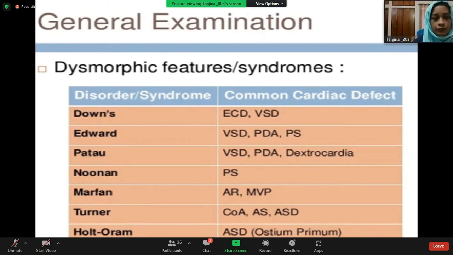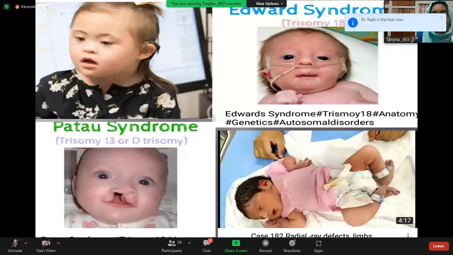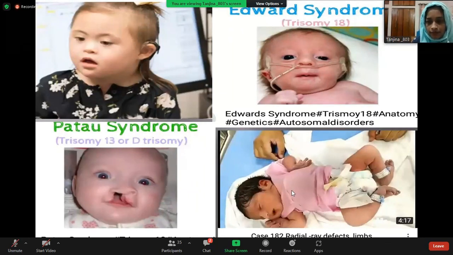When we see the peripheral signs of the cardiovascular system, if you see any dysmorphic feature, you should search for other features of dysmorphism, because this is the feature of Down syndrome. Down syndrome is commonly associated with the AV canal defect and ventricular septal defect. This is the feature of Edwards syndrome, commonly associated with VSD, ASD, and PDA. This is Patau syndrome, commonly associated with VSD, PDA, and PS. And this is Holt-Oram syndrome, commonly associated with primum ASD, atrial septal defect.